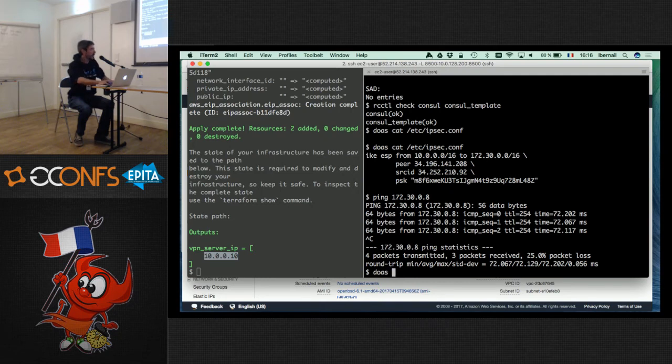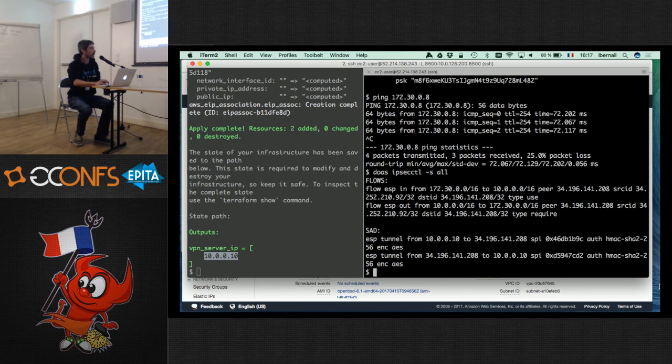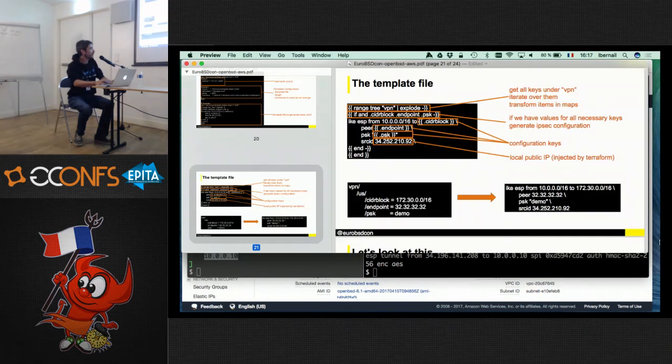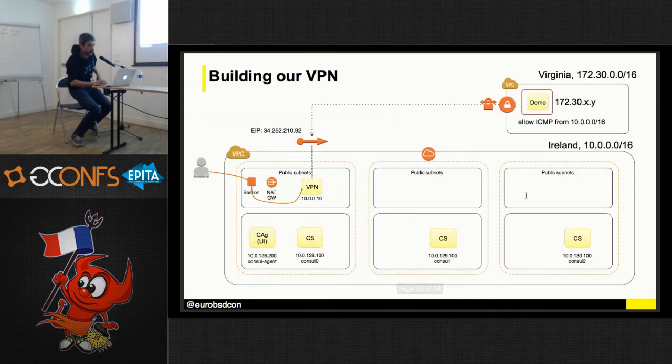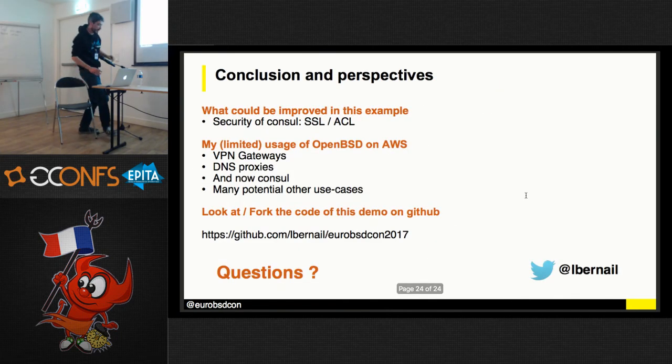And so if I look at the IPsec flows, so ipsecctl. Okay, you can see that all my flows have been created with AWS. So we're done for the demo part. Let's go back there. So this we did. Okay, and so we're done. I'm a little late.